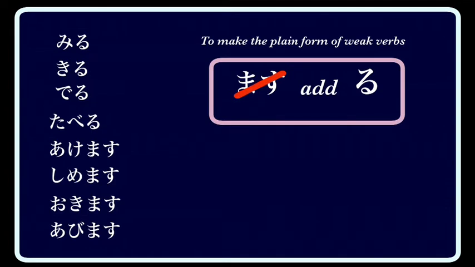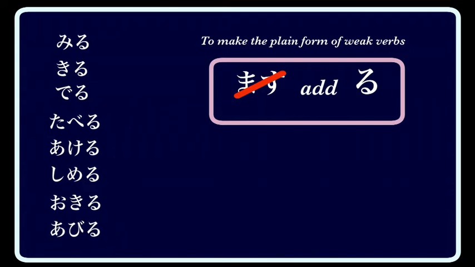Akemasu becomes akeru. Doa o akeru, the door is open. To open the door, doa o akeru. To close the door, doa o shimeru. Okimasu becomes okiru, and abimasu becomes abiru. Shower o abiru. As simple as that, our weak verbs are now all in the plain form. You can look those words up in the dictionary, and you'll see how Japanese dictionaries list verbs in the plain form.